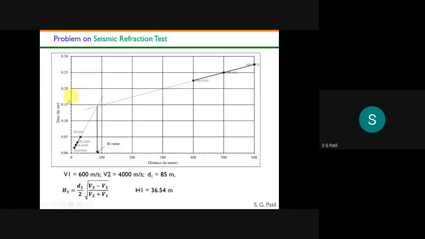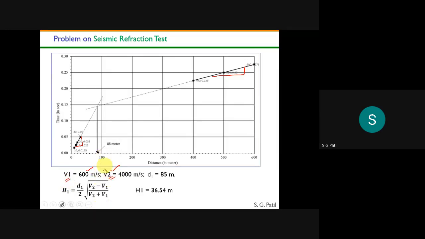Yeah, you see, this is the problem I told. Some people asked how I got this v1 and v2. v1 is nothing but the slope of this line, and v2 is nothing but the slope of this line. Then you take the inverse of those slopes, and I will get v1 and v2.